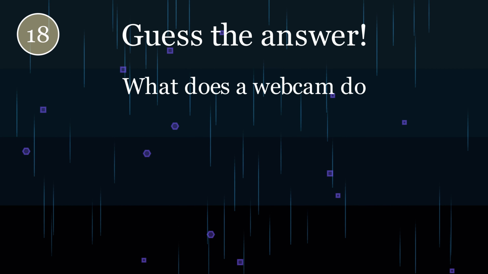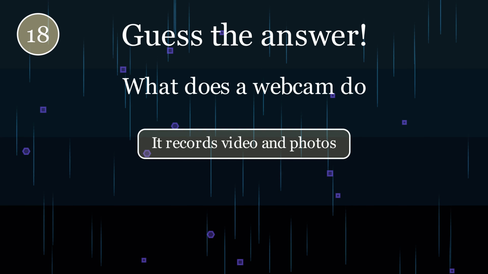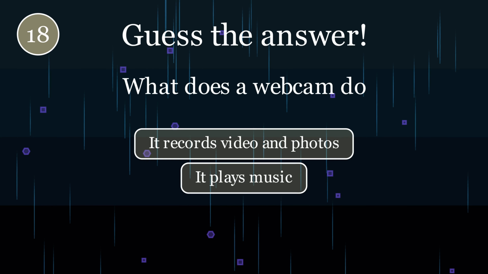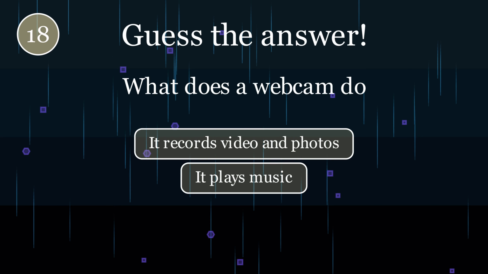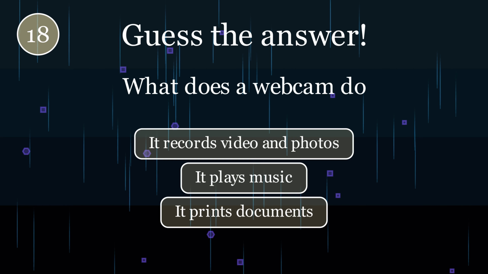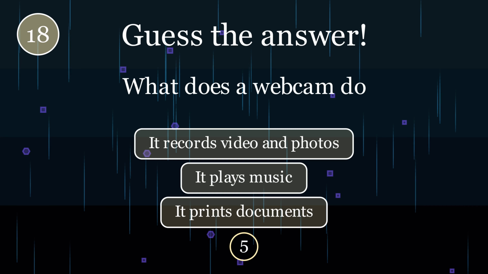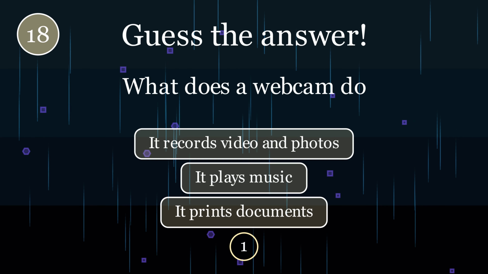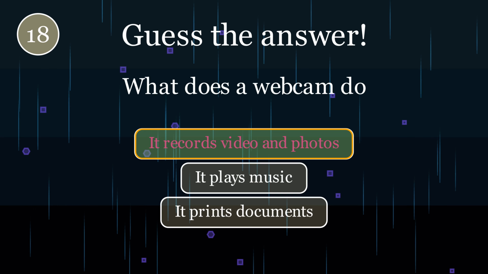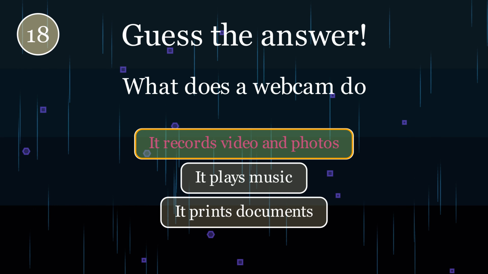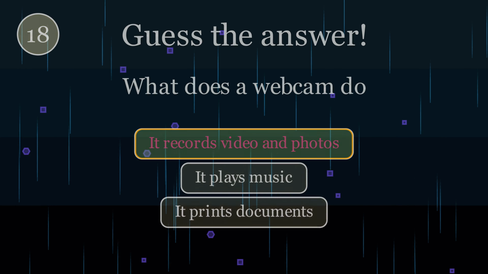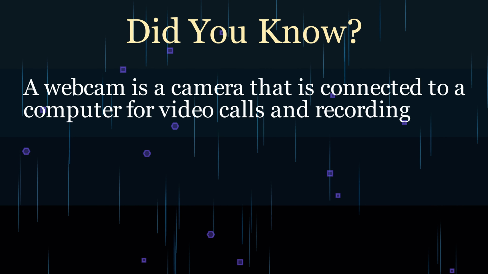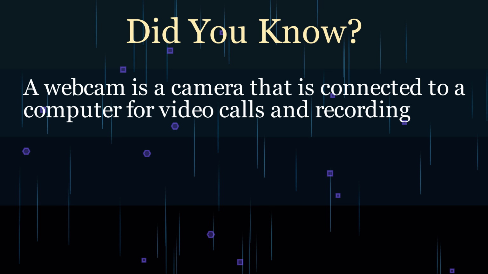What does a webcam do? It records video and photos. It plays music. It prints documents. The correct answer is, it records video and photos. Here's something cool: a webcam is a camera that is connected to a computer for video calls and recording.